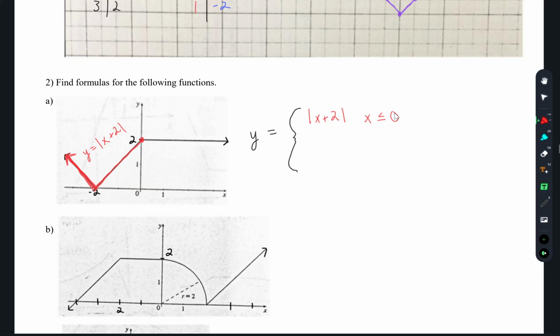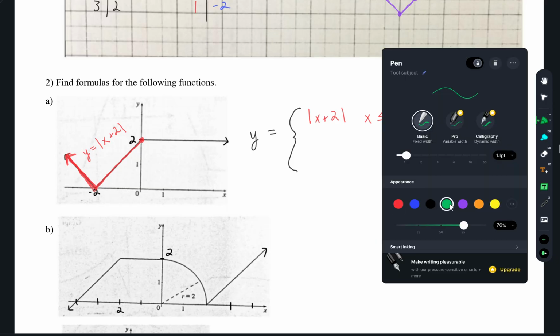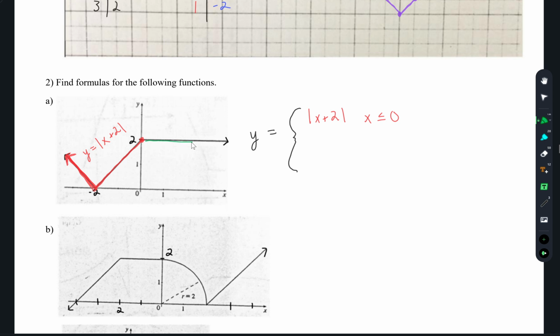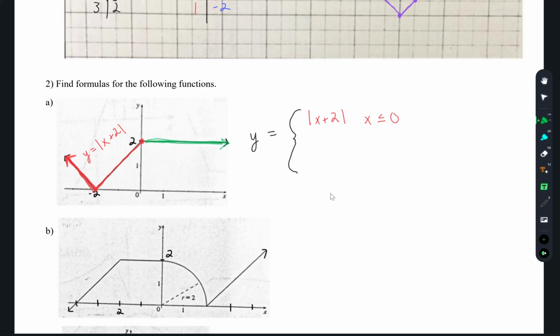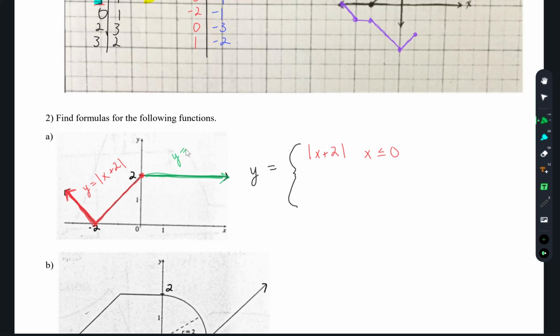And then you're going to do the same thing and do this line. Maybe just don't even look at the piecewise part of it. Just think, oh, it's horizontal. That's y equals 2. But you're not going to write y equals 2 in the bracket, you already have the y. So you're just going to write the number 2. And that's everything past 0.